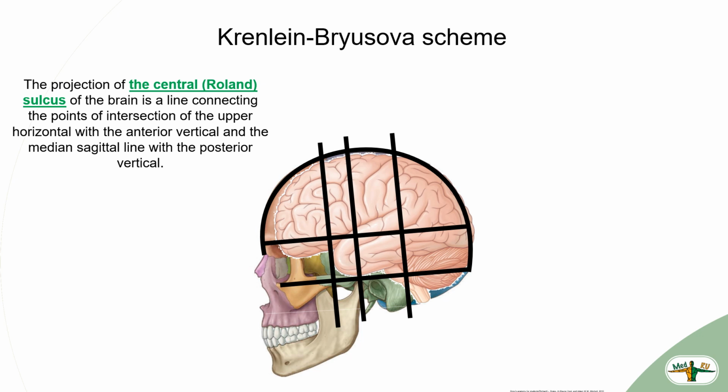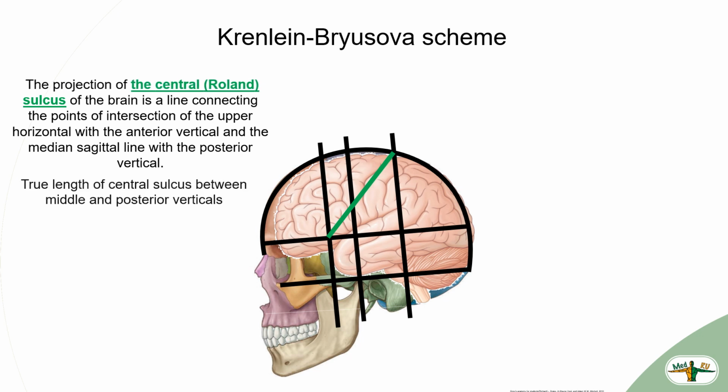The projection of the central, Roland, sulcus of the brain is a line connecting the points of intersection of the upper horizontal with the anterior vertical and the median sagittal line with the posterior vertical. True length of central sulcus between middle and posterior verticals.